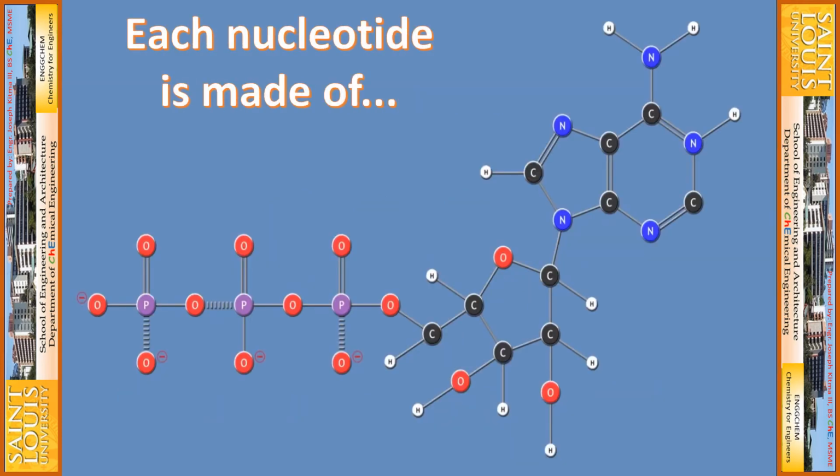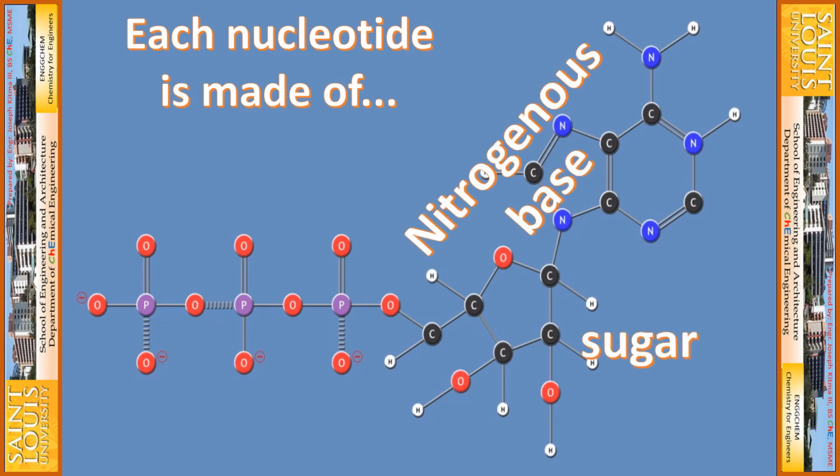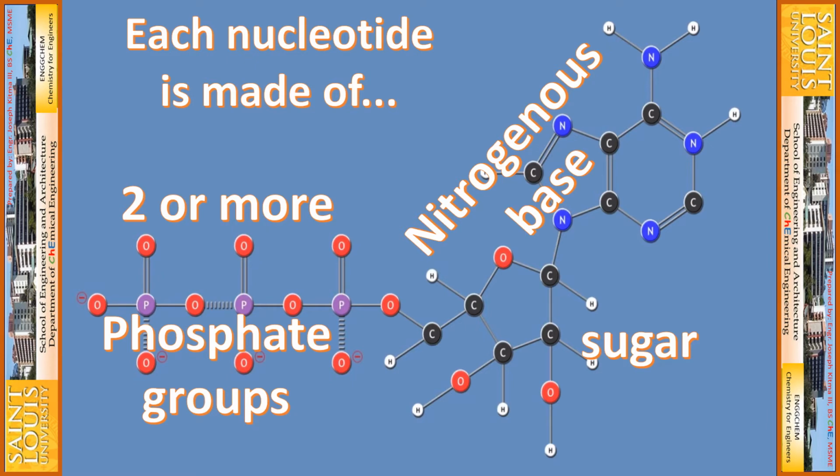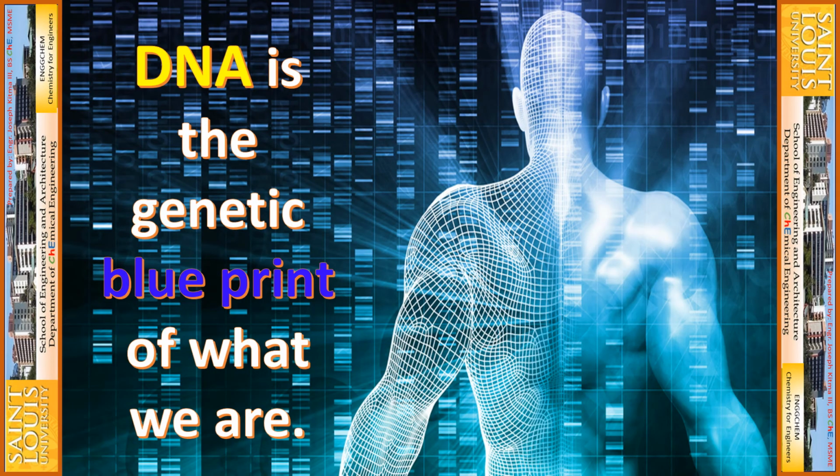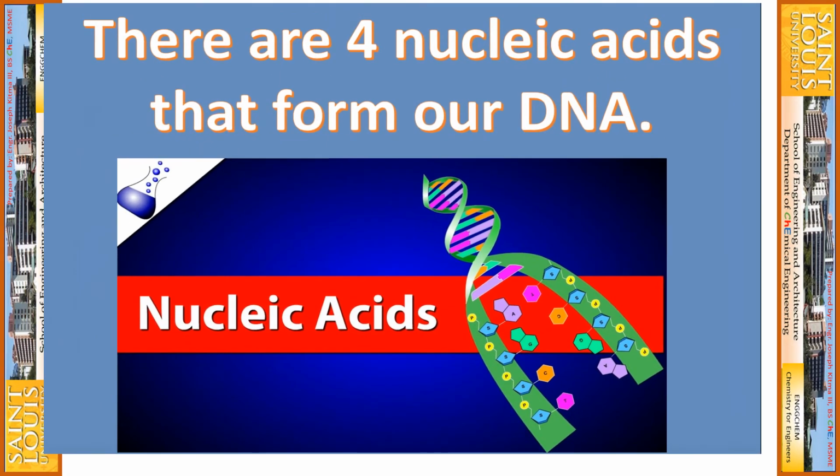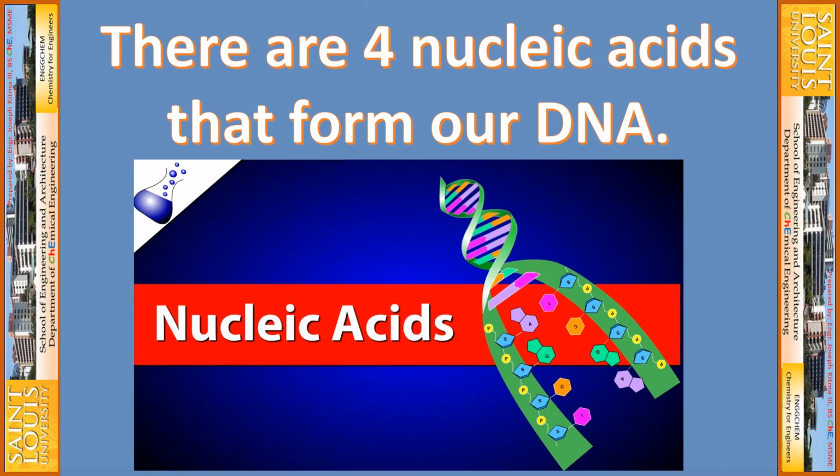Each nucleotide is made of a sugar, a nitrogenous base, and one or more phosphate groups. The DNA is the genetic blueprint of what we are. There are 4 nucleotides that form our DNA.